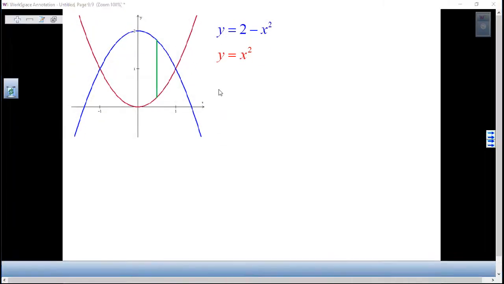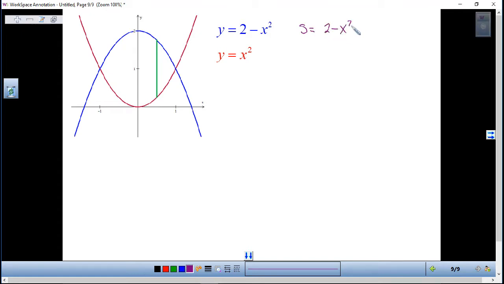So if I know the length of this, or can find the length of this, which I can, the side is going to be 2 minus x squared, that's the upper value of the function, minus the lower value of the function, so x squared. So when we simplify, we have 2 minus 2x squared. That is the length of this green line right here.